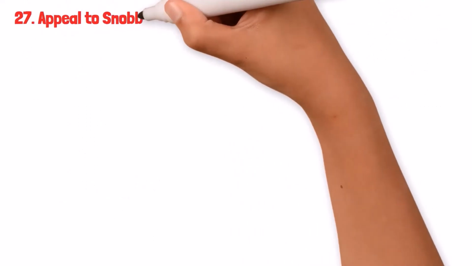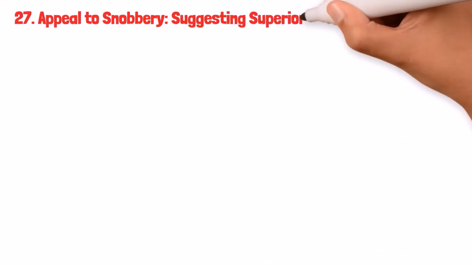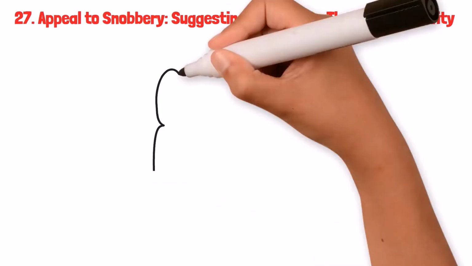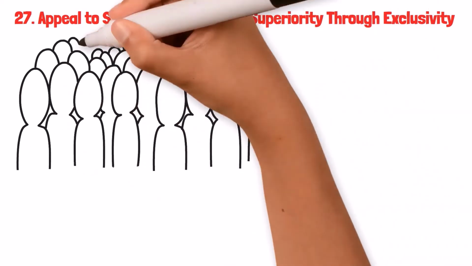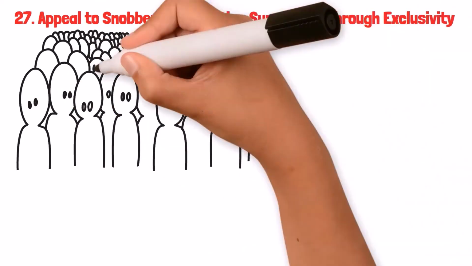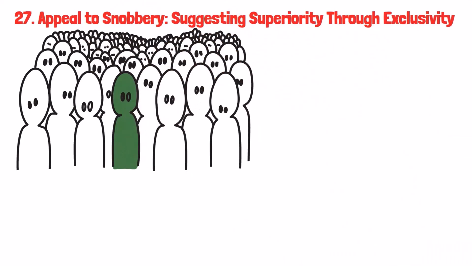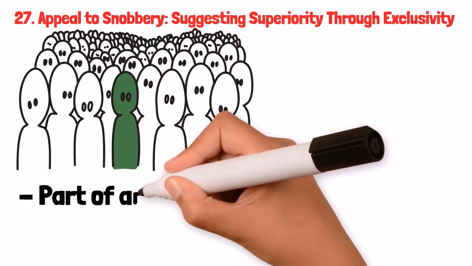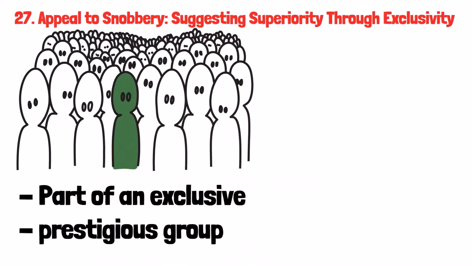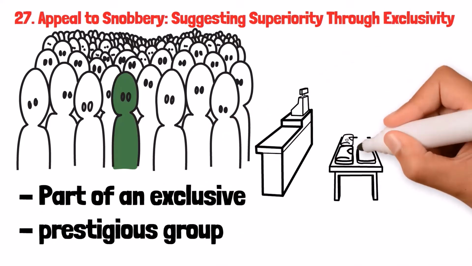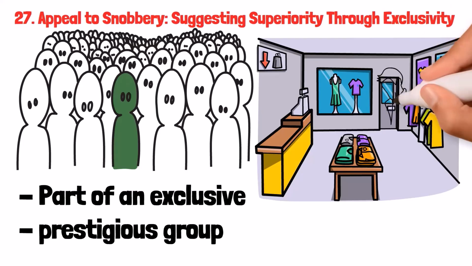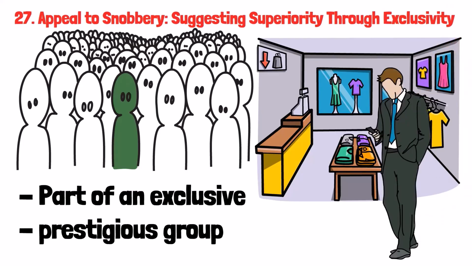27. Appeal to snobbery, suggesting superiority through exclusivity. Appeal to snobbery is a technique that suggests that those who adopt a certain idea, product, or behavior are superior or more elite than others. This technique appeals to people's desire to be part of an exclusive or prestigious group. For example, a luxury brand might suggest that owning their product sets the consumer apart as someone with refined taste and higher social status.